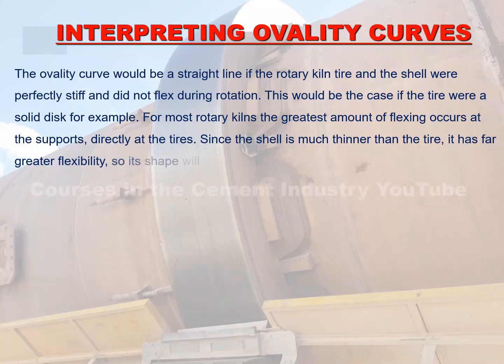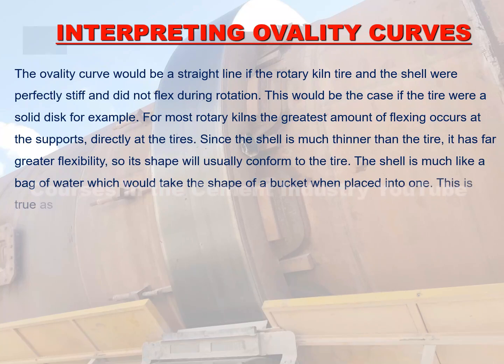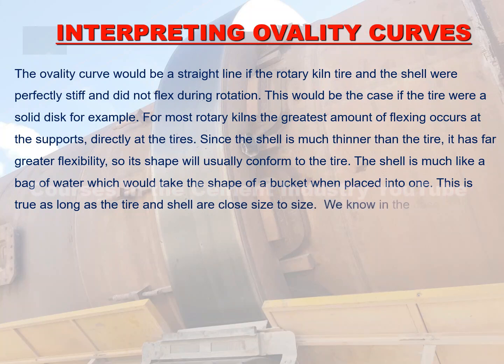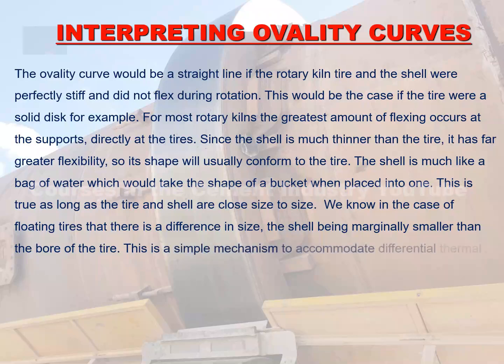Since the shell is much thinner than the tire, it has far greater flexibility, so its shape will usually conform to the tire. The shell is much like a bag of water, which would take the shape of a bucket when placed into one. This is true as long as the tire and shell are close size to size. We know in the case of floating tires that there is a difference in size, the shell being marginally smaller than the bore of the tire. This is a simple mechanism to accommodate differential thermal expansion between the tire and the shell.